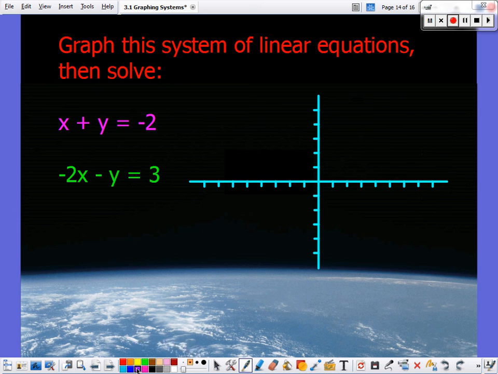So again, if I'm going to use slope-intercept, which is what I would do, I'm going to go ahead and get my y by itself. This is what I want to isolate. So I'm going to subtract x from both sides. So I end up getting y equals -x minus 2. Now it's in slope-intercept form.